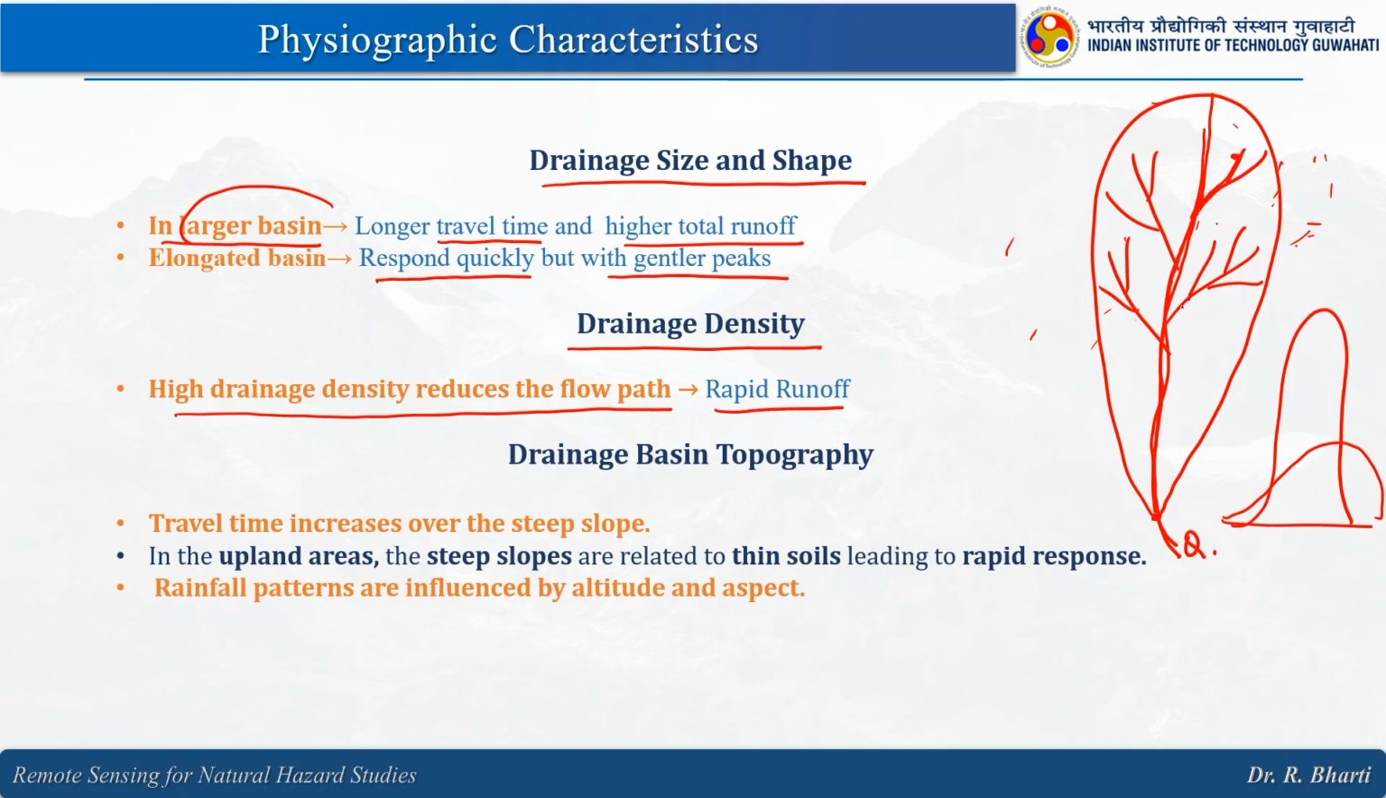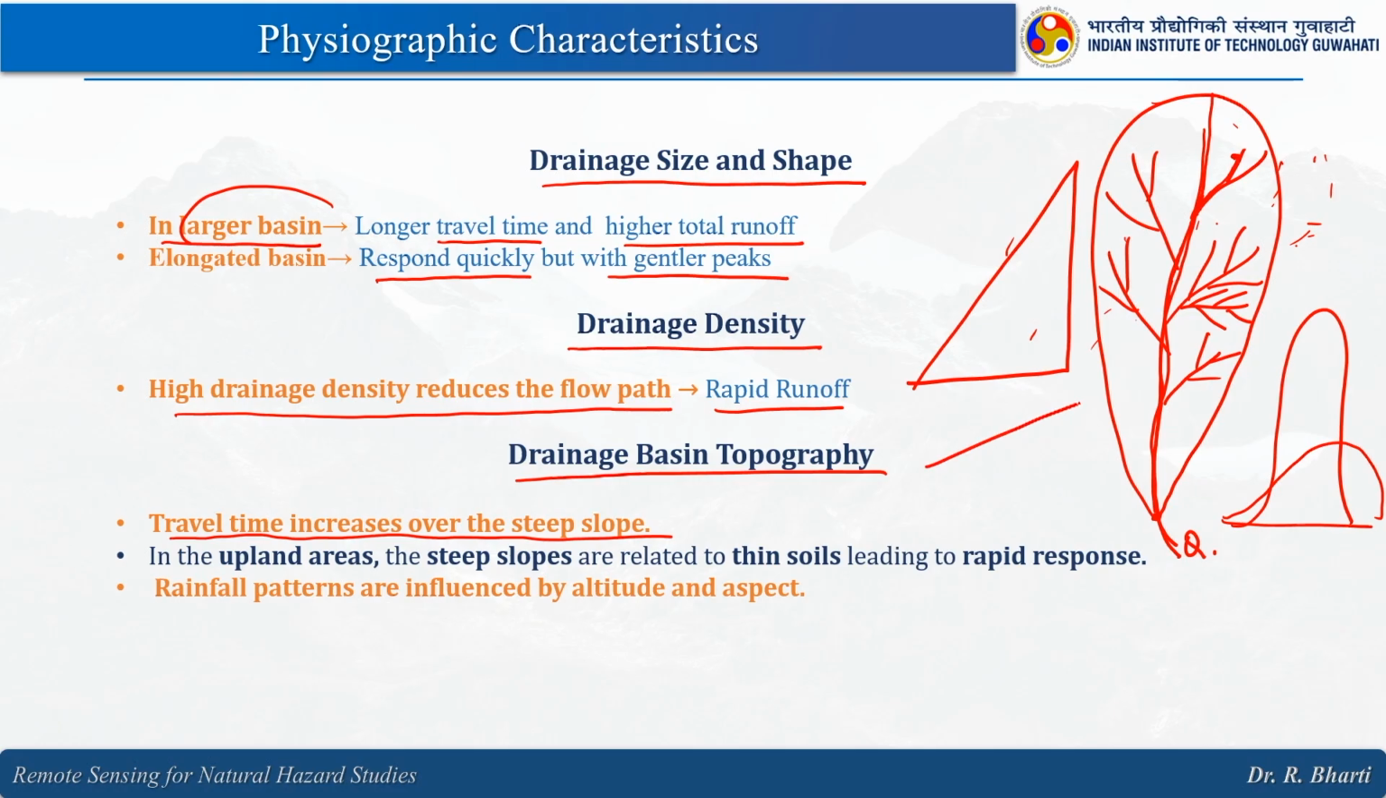So, the density, what is the rate of density here? If you have higher density, you will have rapid runoff. We have another parameter, drainage basin topography. Travel time increases over the steep slope, whether it is having the steep slope or the gentle slope. That will also help the water reach this particular discharge point.